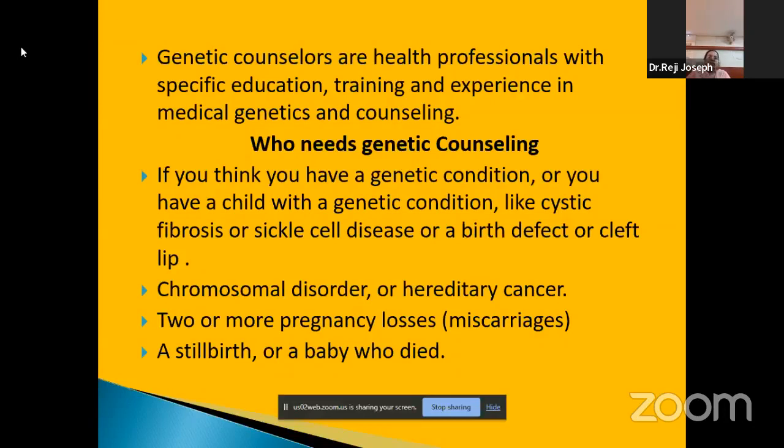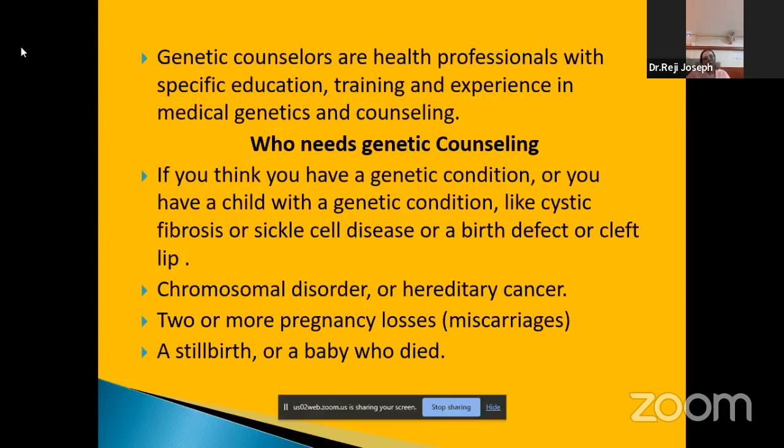Numerical aberrations or numerical abnormalities occur when a chromosome is added. Among the 23 pairs of chromosomes, a chromosome can be added. For example, trisomy 21, which is Down syndrome. And Turner syndrome, which is 45,X, where one X chromosome gets deleted. Another one is Klinefelter syndrome, where one X chromosome is added.